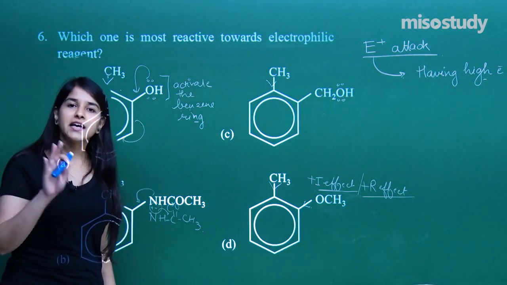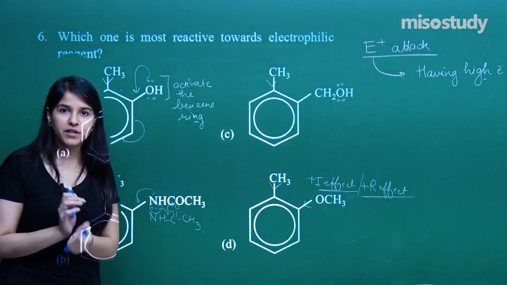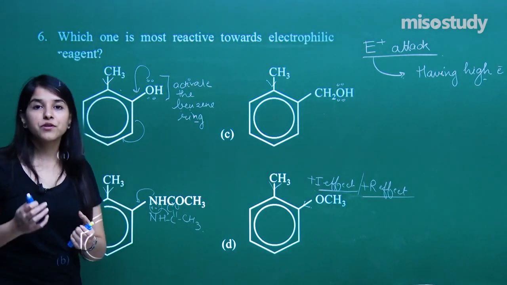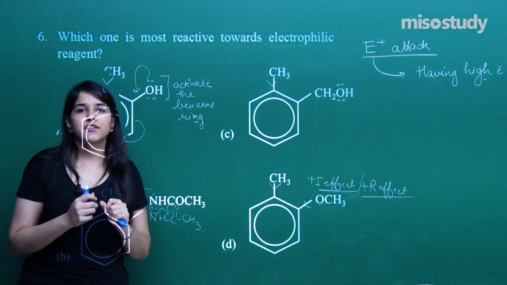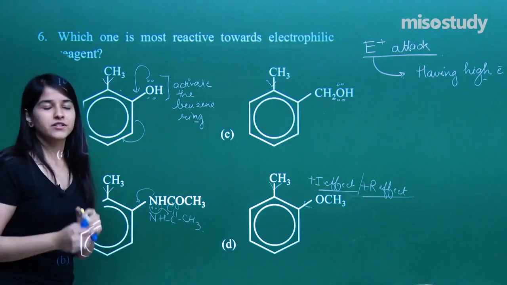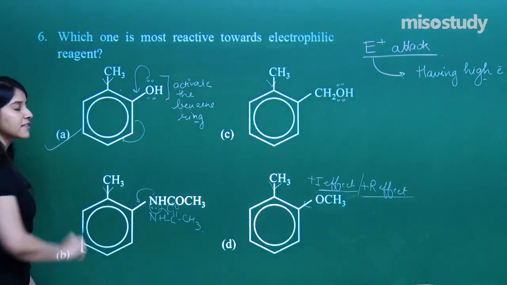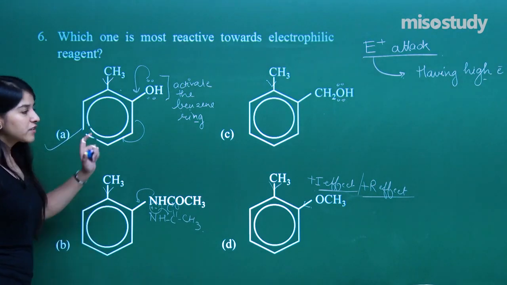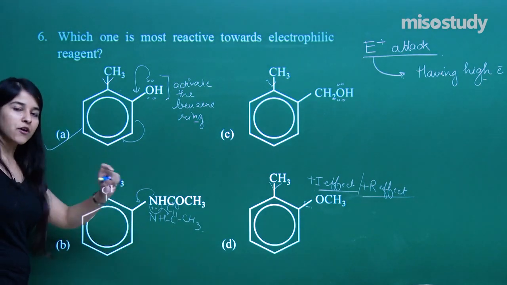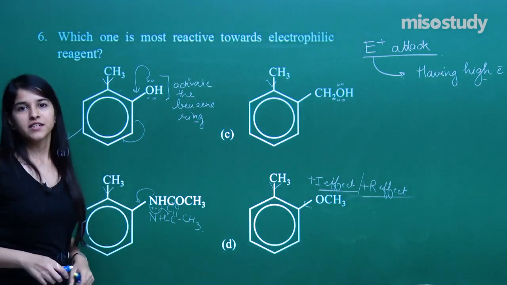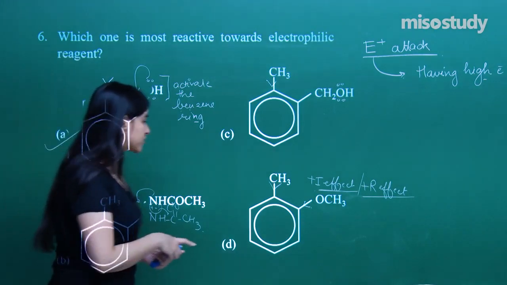The structure that is having the most electron density on it will be attracting the E plus, the nucleus loving species, most. So I hope you all have got the answer right. All of these options I have discussed with you. I hope you all have got the reasons for that. Let's move on to the next question.